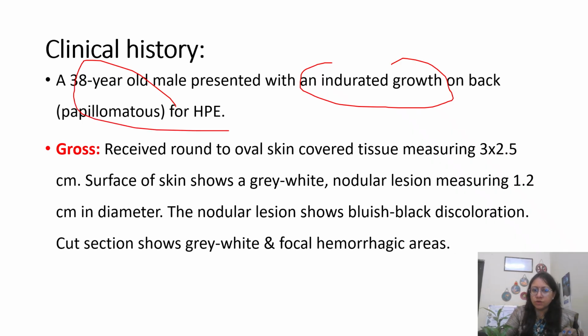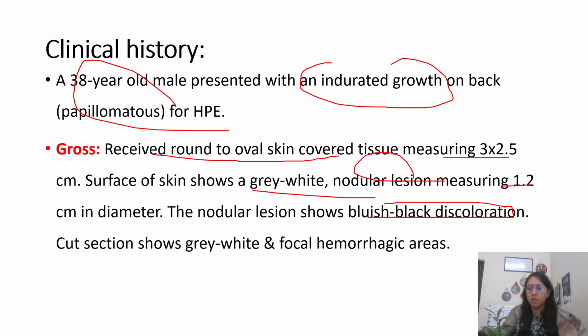So on gross, what we received was a round to oval skin covered tissue which measured 3 into 2.5 centimeter, and on the surface of the skin it showed a grey white nodular lesion which measured 1.2 centimeter in diameter. The nodular lesion had a bluish black discoloration. This point is important because hemangioma is a vascular lesion. So grossly also, when you see a reddish bluish or bluish black tinge, you can keep hemangioma as a differential in that case.